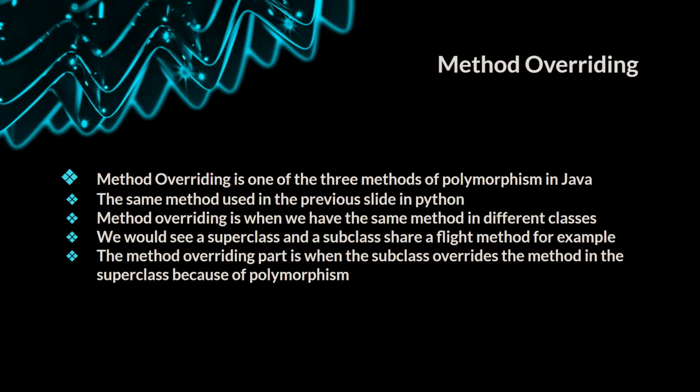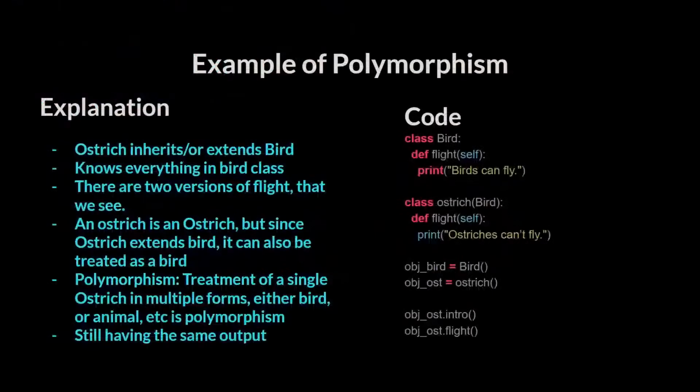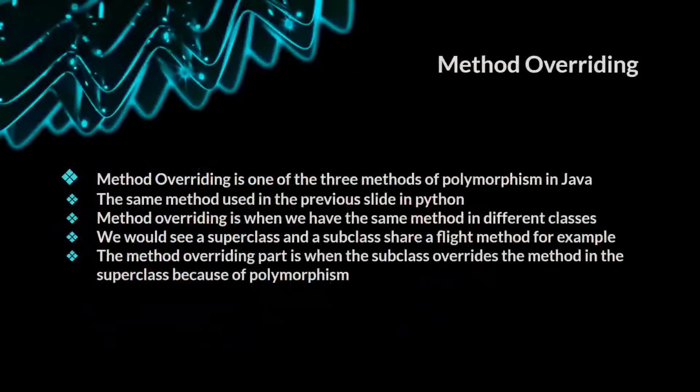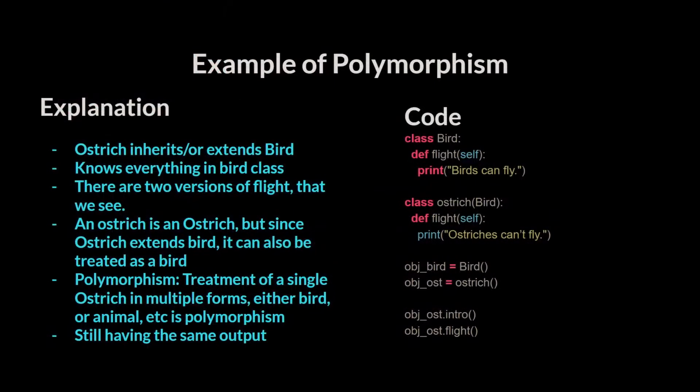All right, so because Ostrich extends Bird, this code allows the ostrich to be treated like a bird, basically giving Ostrich multiple forms, either bird or animal, for example. It is polymorphism because of its ability to take many forms and having the same output. Now, speaking of output, the output would be that ostriches can't fly. This code will prioritize the Ostrich despite knowing birds in general can fly.